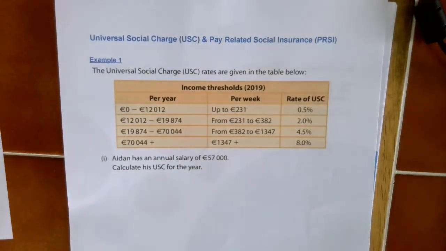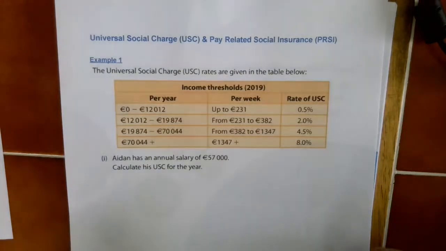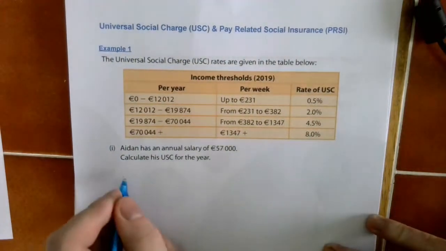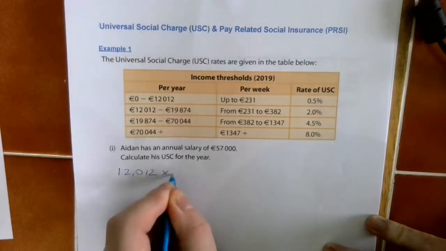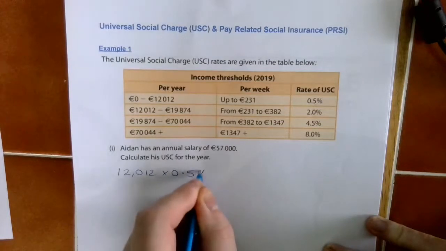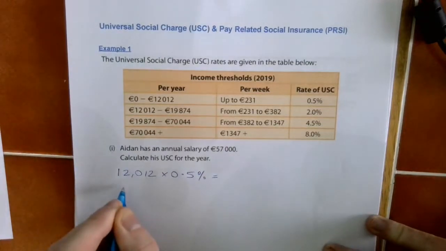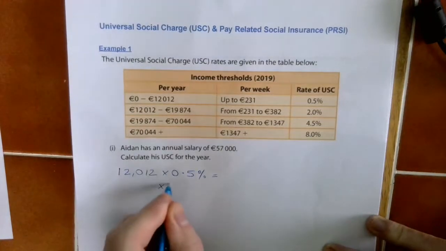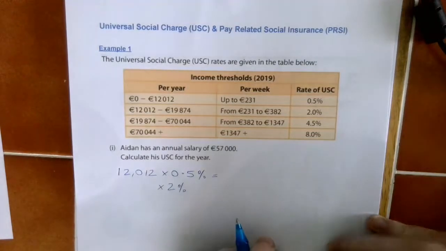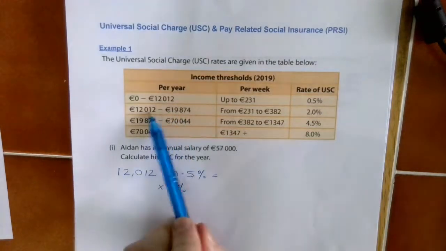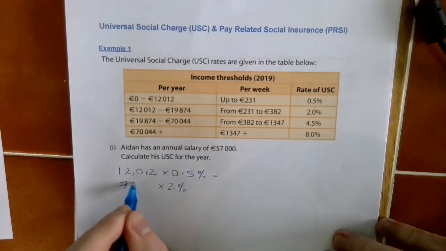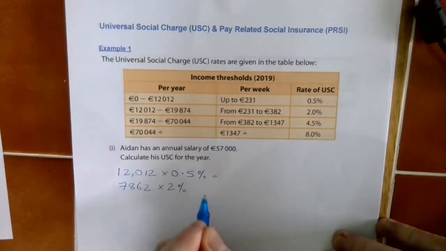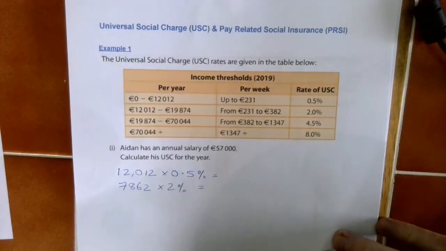Aidan has an annual salary of 57,000. We have to calculate his universal social charge for the year. So from the table, we can see that he pays 0.5% on the first 12,012. You can see that he pays 2% on the difference between these two values. We can see that the difference between these two values is 7,862, and then he pays 2% on that.